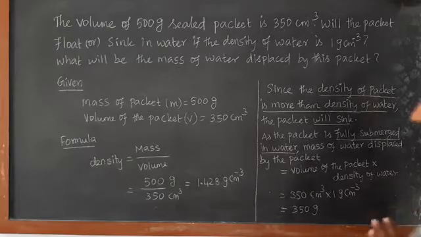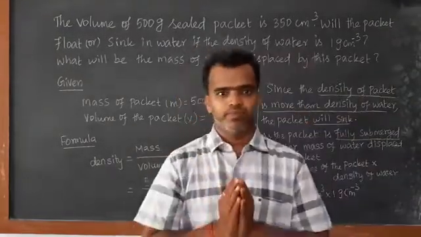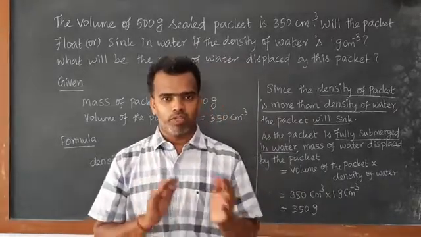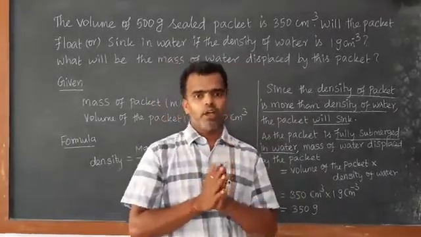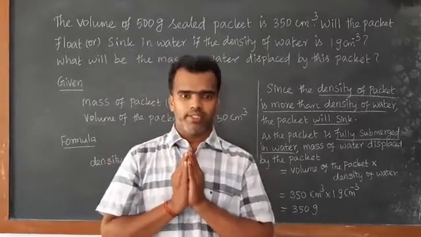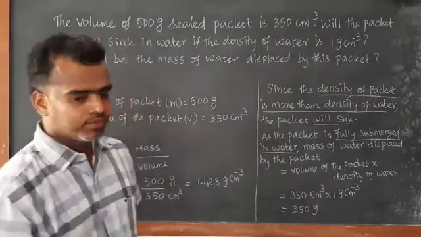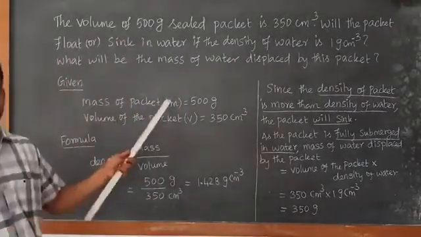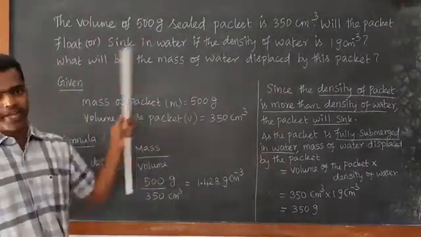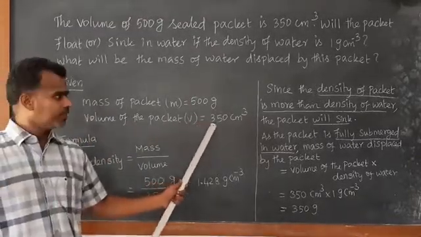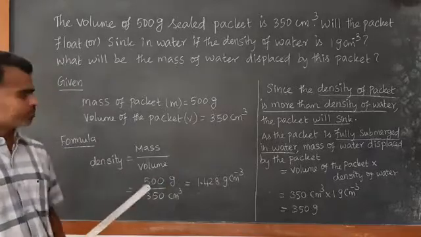In that problem, they have given one packet. The packet is dropped into the water. Either it will float or sink. If it sinks, how much mass of water gets displaced? Given: the mass of the packet, small m, is 500 gram, and the volume of the packet, capital V, is 350 centimeter cube.